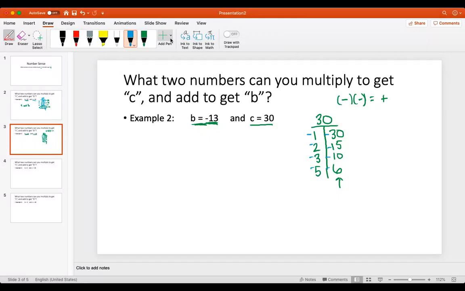And now we can go through and check with addition. So I'm looking for them to add up to a negative 13. So negative 1 plus negative 30 gets me a negative 31. Negative 2 plus negative 15 gets me negative 17. Negative 3 plus negative 10 gets me negative 13. Negative 5 plus negative 6 gets me negative 11. Well, I was looking for the pair that added up to get a negative 13, and I got it right there. So my two numbers are negative 3 and negative 10.